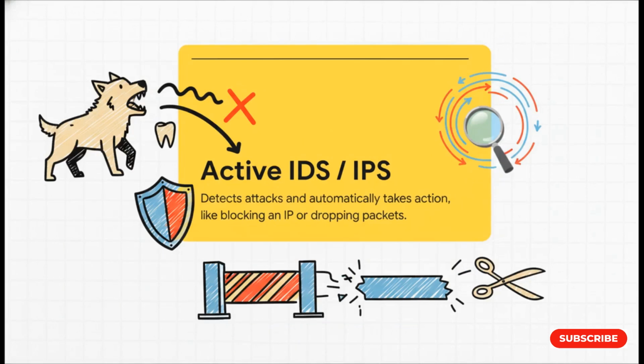But then you have the Active IDS. This is the watchdog that not only barks, it bites. When this system detects a threat, it can automatically jump into action. It can do things like block the attacker's IP address or just drop the malicious packets right then and there. In fact, this is such a different job that it gets its own name, an Intrusion Prevention System, or IPS. It's not just detecting, it's actively preventing the attack.